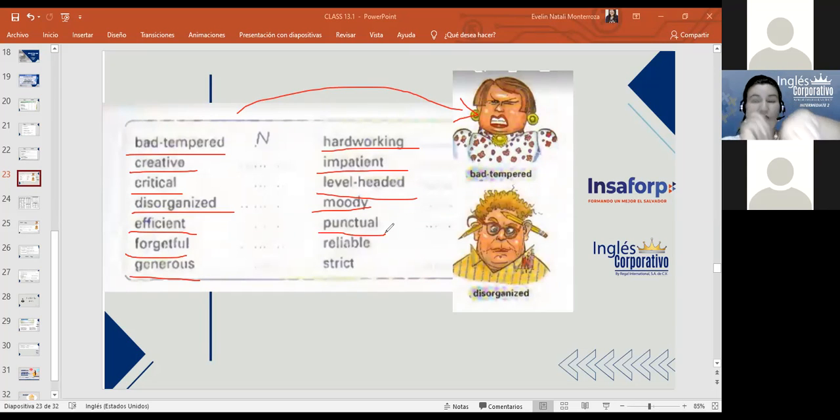Punctual, a person who likes to be on time. Reliable is a person that you can trust, de confianza, que puedes confiar en ella. And strict, a person who likes to do everything in the perfect way, strict, right? Like teacher Nati. I'm very strict, right? I'm always there bothering people. So those are some of the adjectives that we have for this. Now, how can we analyze a little bit these ones, and how can we make, for example, couples? ¿Hay alguna que ustedes crean que sea el opuesto a la otra?